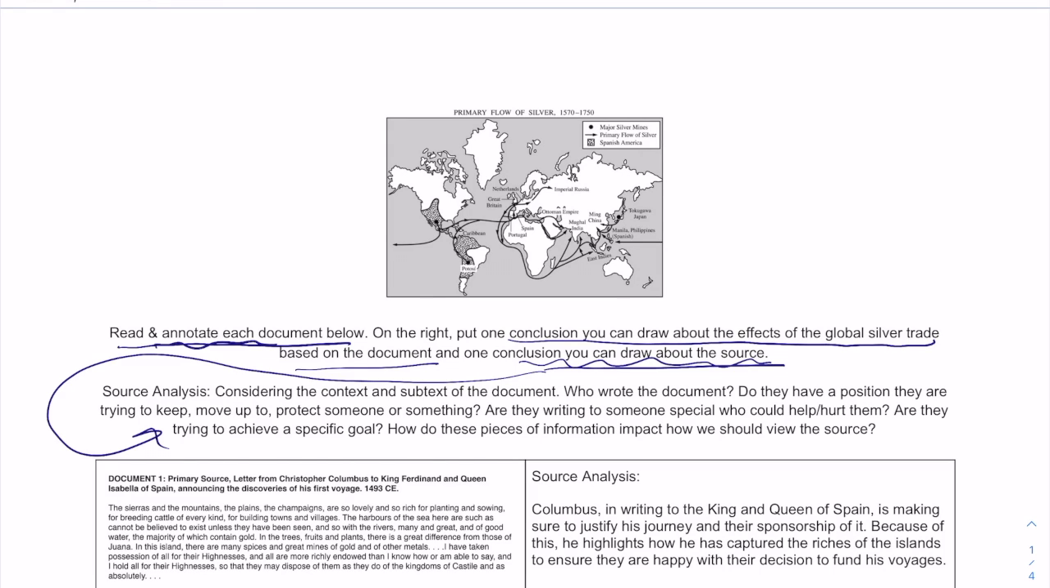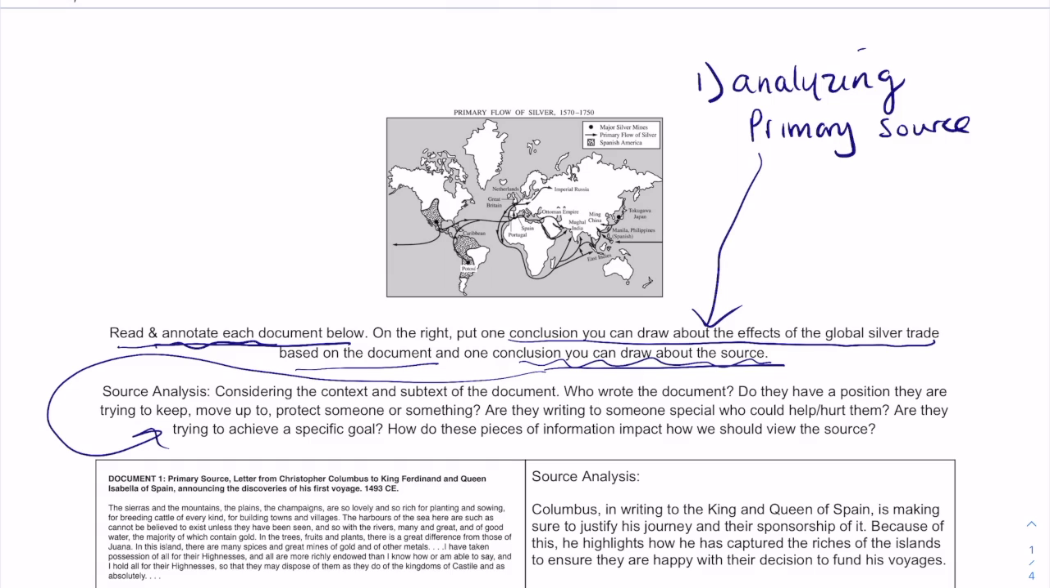All right, class, I wanted the opportunity to clarify what the expectations were for this activity because it is practicing a new skill, so it's kind of asking a lot of our brains. On the one hand, the first skill that we're practicing is analyzing primary source documents. This is something that we've done a lot with, and that corresponds to this first component, a conclusion we can draw about the effects of the global silver trade. The new skill that we're practicing today is source analysis.